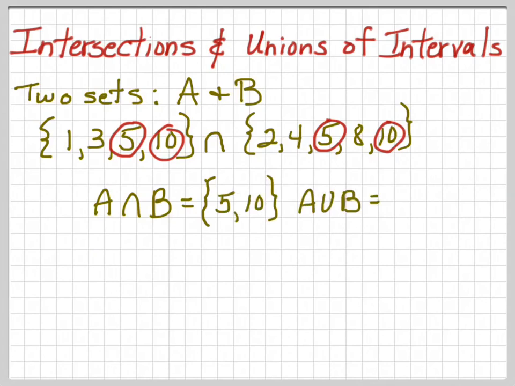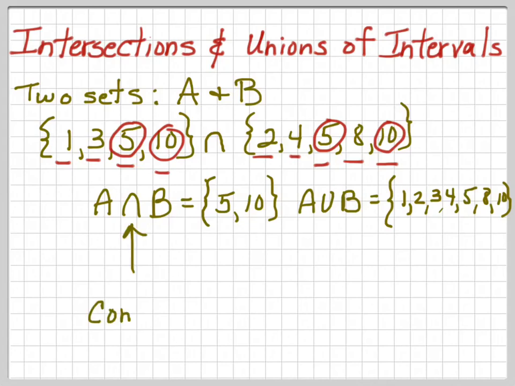The union would be any number that is in either A or B or both. So I have 1, 2, 3, 4, 5 occurs in both, but we're only going to write 5 once in our solution set. 8 and 10, that's included in both. So the union of A and B would be 1, 2, 3, 4, 5, 8, 10. Intersection means those things that are common to both sets, and the union means anything that is in one set, the other set, or in both of those sets.